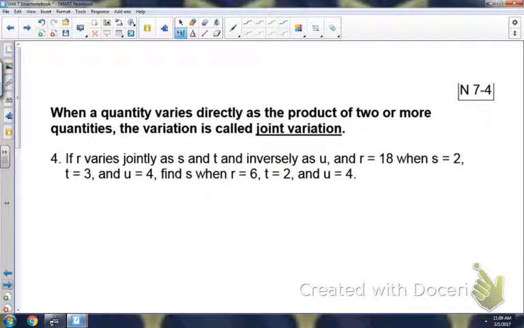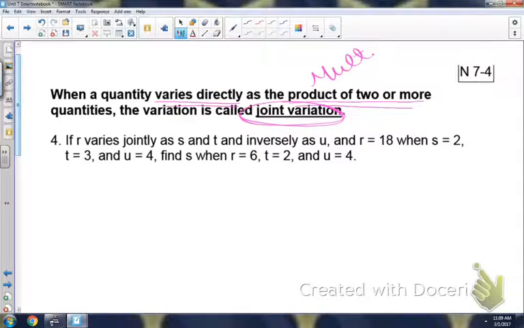All right, let's look at the back. When a quantity varies directly as the product of 2 or more quantities, the variation is called joint variation. So the product of 2 or more, which means you're multiplying. Okay, so we're going to get into using different variables.